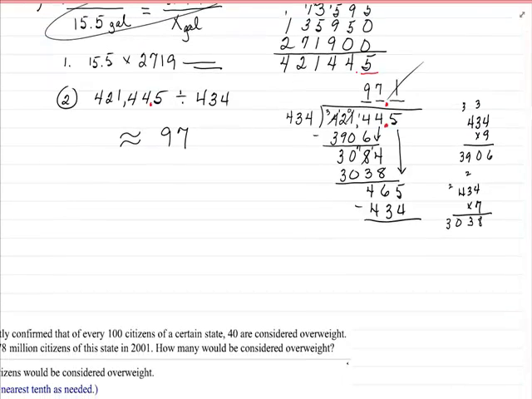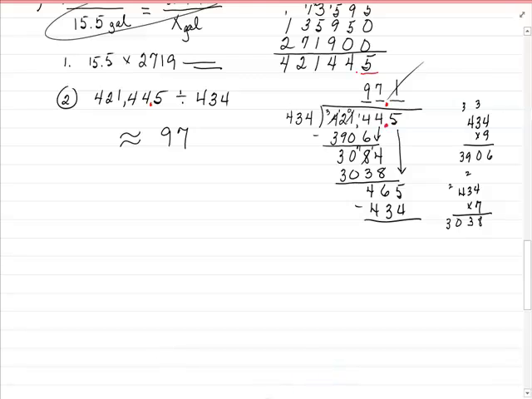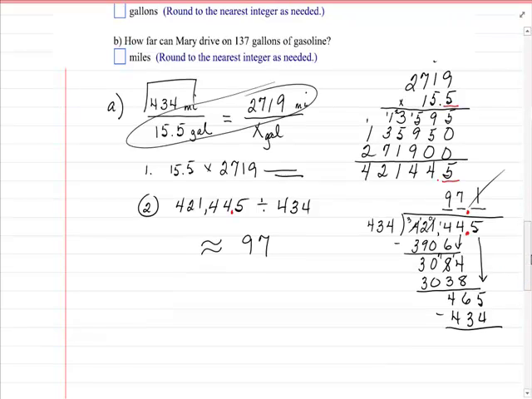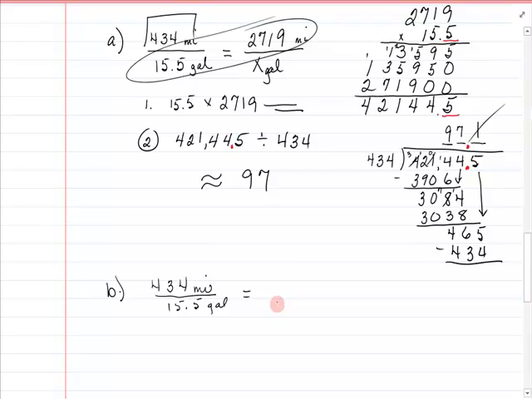All right, let's get some more room because we've got some more problems. I have to go back where I can read it. Once again, the start of the problem: Mary's car will go 434 miles on 15.5 gallons. Let's see what the situation is now. How far can she drive on 137 gallons? She gets 137 gallons. How far can she drive?